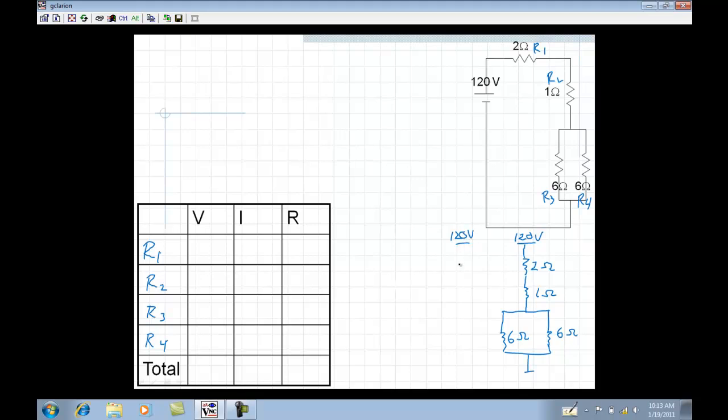So now I've got a 3 ohm resistor. And on this side, I still have my 6 ohm, and I still have my 6 ohm. Okay, so I've redrawn it. This is still 6 ohms on this side, and this is still 6 ohms on that side. Like that. Okay, then what should probably be my next step?